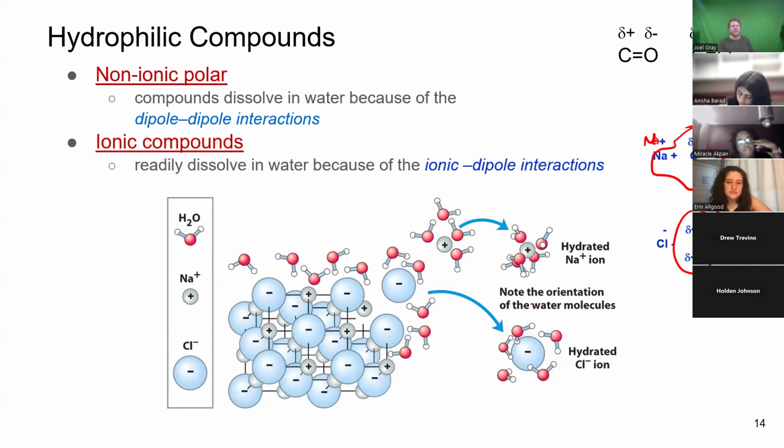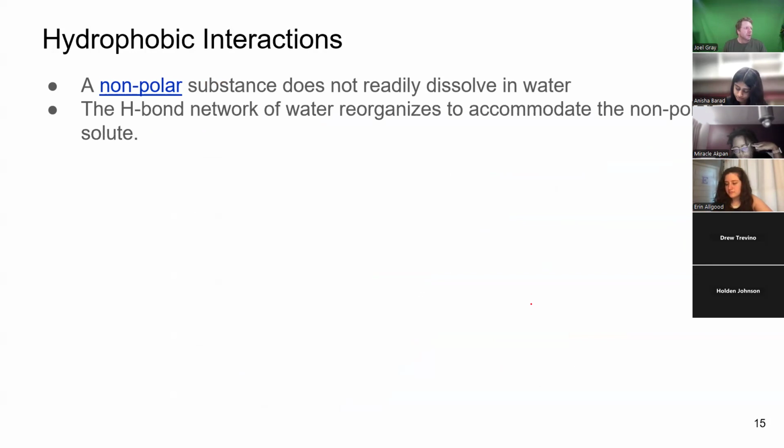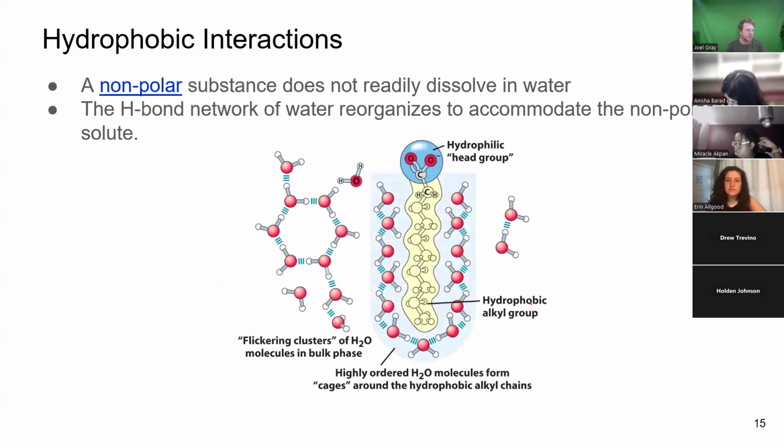Okay, hydrophobic interactions. Non-polar substances, they don't like water. The hydrogen bond network of water reorganizes to accommodate the non-polar solute. Okay, so what we're going to have is this right here that I'm putting a circle around. There's a little bit of a clue as to what this is, but could anyone tell me what that molecule in the middle is?